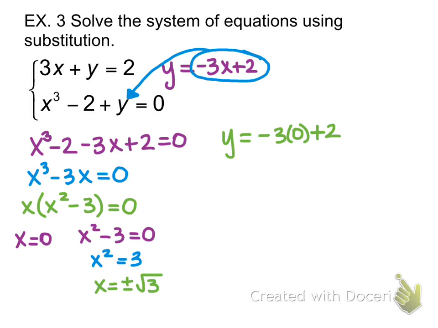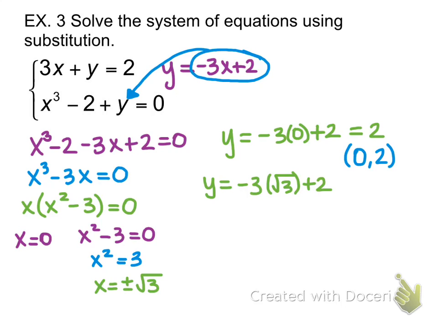So I'm going to plug it back into the equation that I circled. So negative 3 times 0 plus 2. So that's going to equal 2. So the ordered pair for this solution would be 0, 2.